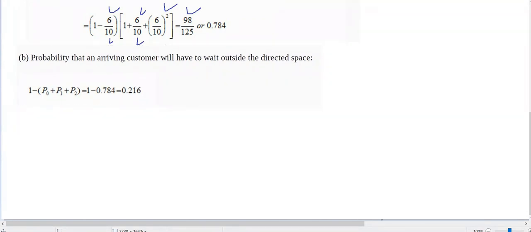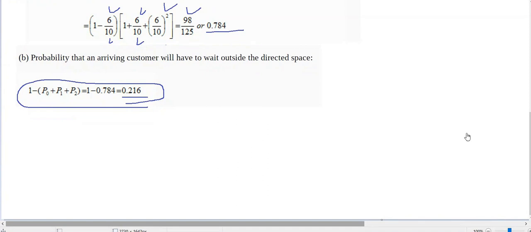We already know the value from before: the probability of getting serviced directly. If you subtract this from 1, that itself is the probability of waiting outside. That is 1 minus (P0 plus P1 plus P2), equal to 1 minus 0.784, which is equal to 0.216. This is the probability that the customer has to wait outside. This is the second one.